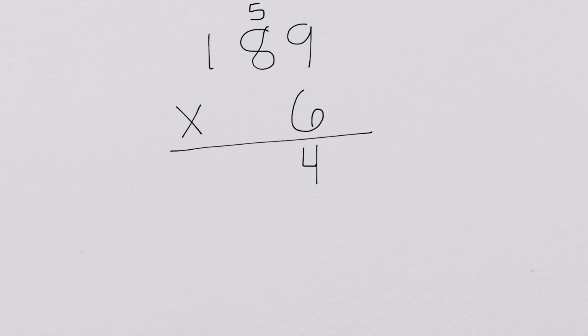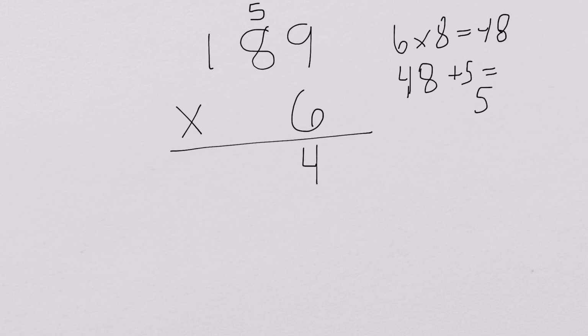Now, we go to our next multiplication. 6 times 8. 6 times 8 is 48, but don't forget the 5 up top. That 5 gets added to the 48. So we have 6 times 8, which is 48. But then we have to add in the 5, which is 53. So we put the 3 down, and we carry the 5. So we had to carry twice with this problem. Once when we had 6 times 9, and another time when we had 6 times 8.